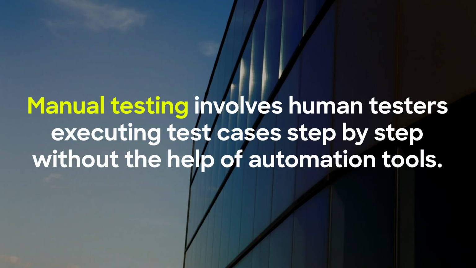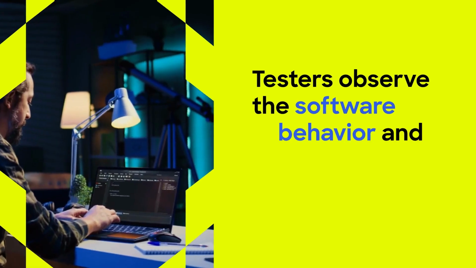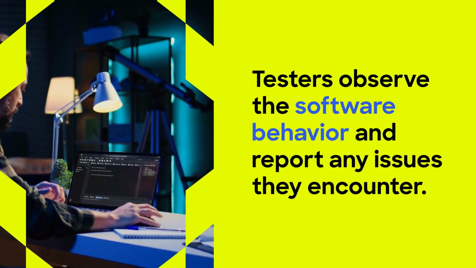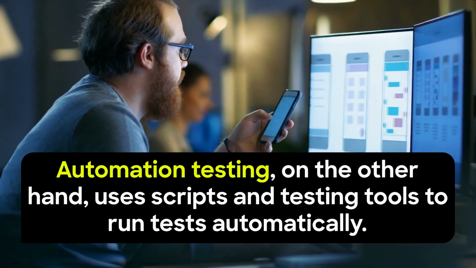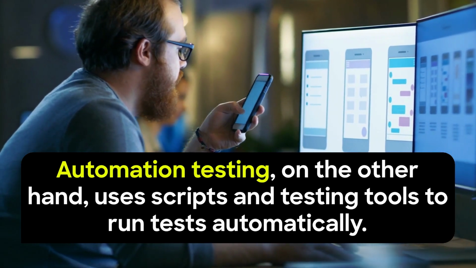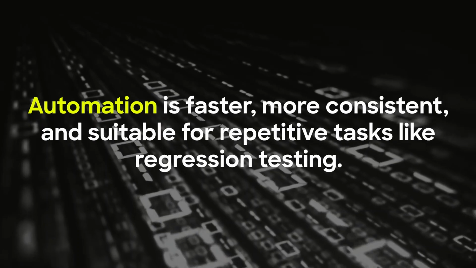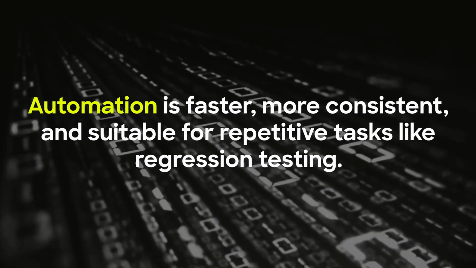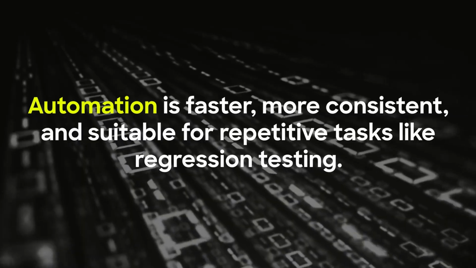Manual testing involves human testers executing test cases step by step without the help of automation tools. Testers observe the software behavior and report any issues they encounter. Automation testing, on the other hand, uses scripts and testing tools to run tests automatically. Automation is faster, more consistent, and suitable for repetitive tasks like regression testing.